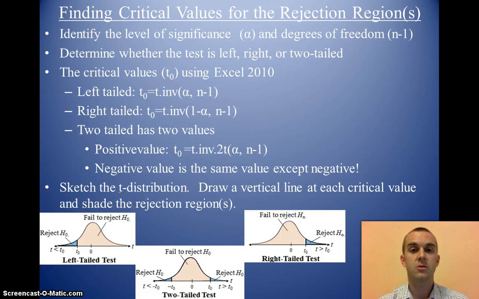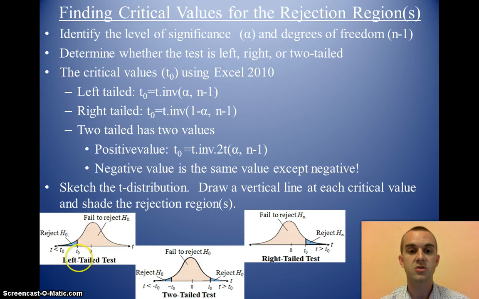First we're going to find the rejection regions and the critical values. To find those critical values, we need to know the level of significance, which is our alpha, and our degrees of freedom, which is n-1. Then we have to determine whether we're doing the left, the right, or the two-tailed test. We use our alternative hypothesis to help us put that together.